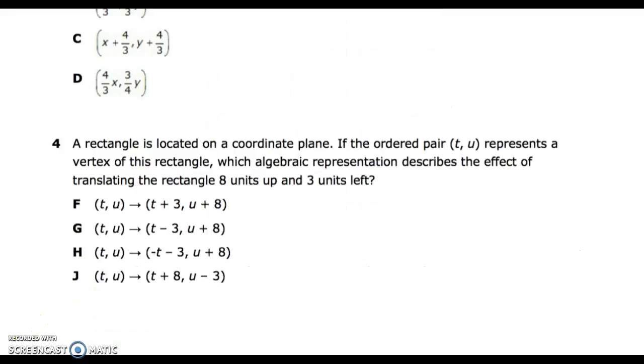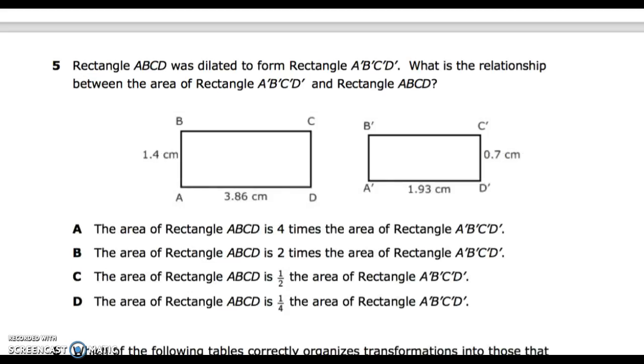Number 4, a rectangle is located on a coordinate plane. If the ordered pair (t, u) represents a vertex of this rectangle, which algebraic representation describes the effect of translating the rectangle 8 units up and 3 units left? Number 5, rectangle ABCD was dilated to form rectangle A'B'C'D'. What is the relationship between the area of rectangle ABCD and rectangle A'B'C'D'?